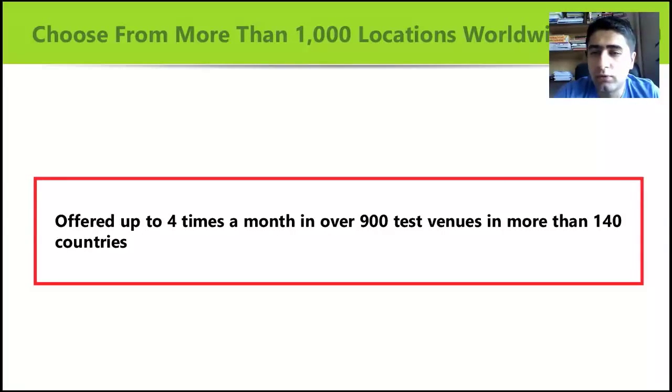IELTS tests are offered up to 4 times a month in over 900 test venues in more than 140 countries. The cost of taking the test is set locally and payable in the local currency. It is about 80,000 drams in Armenia, and it makes registration, of course, more convenient. Results are issued 13 calendar days after the test. Official IELTS test centers can send test report forms directly to your organization or institution, either by mail or as the electronic download.